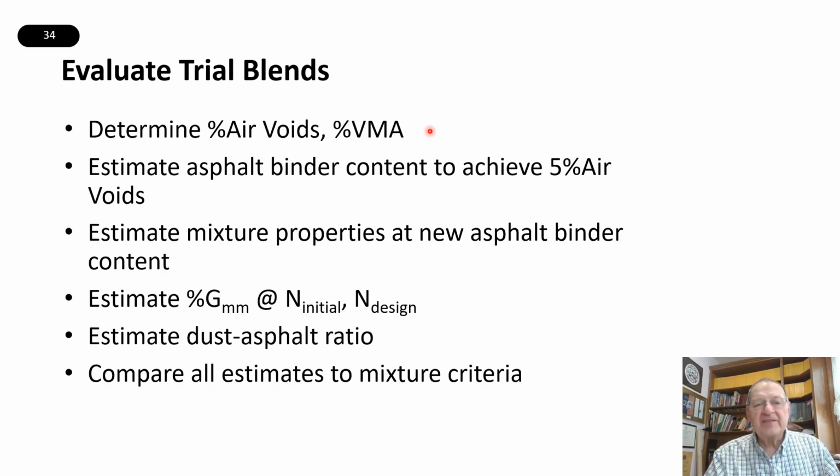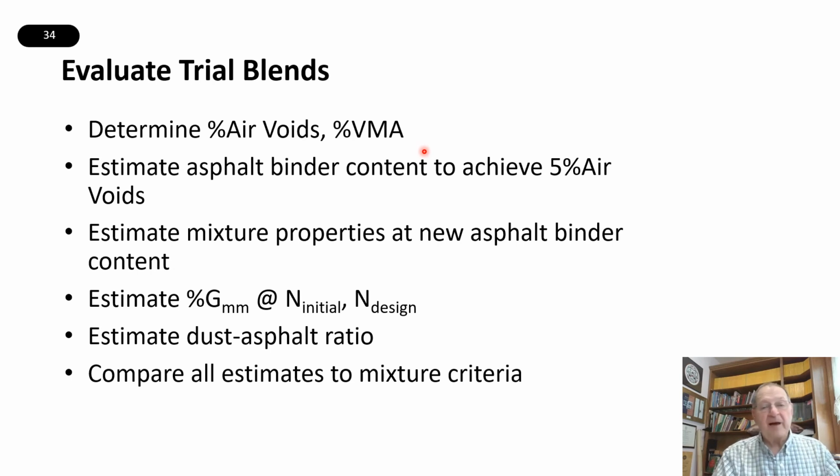So let's say that we've done this for 3 different trial blends. Now what we will do is, for those trial blends at N design, we will measure the bulk specific gravity and the maximum specific gravity of the mixture. From that, we are able to calculate the percent air voids, and with the bulk and the maximum specific gravity, plus the asphalt content, and we also need to know the bulk specific gravity of the aggregate, we are able to calculate the VMA, the percent VMA.